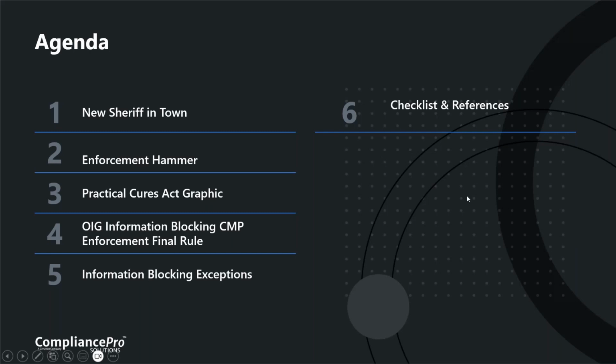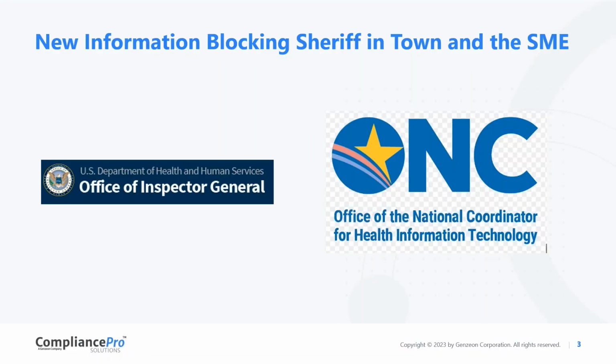There we go. Here's our agenda. We've got a new sheriff in town. There's a couple enforcement hammers, some practical Cures Act in a graphic that I created. OIG information blocking civil monetary penalties. We'll talk about that, of course. Then we'll talk some more about information blocking exceptions. And we've got a checklist, and at the end of the presentation, there are some references. So, new sheriff in town for information blocking.